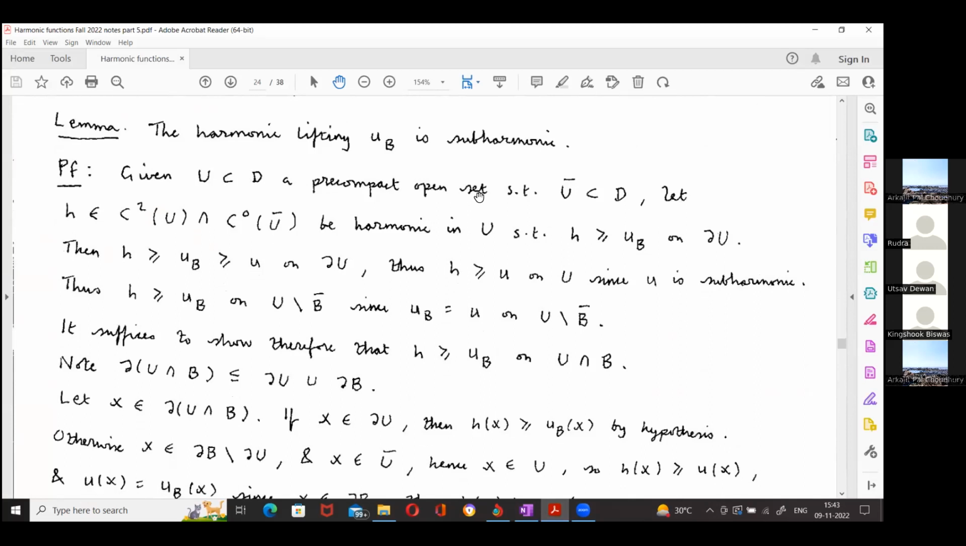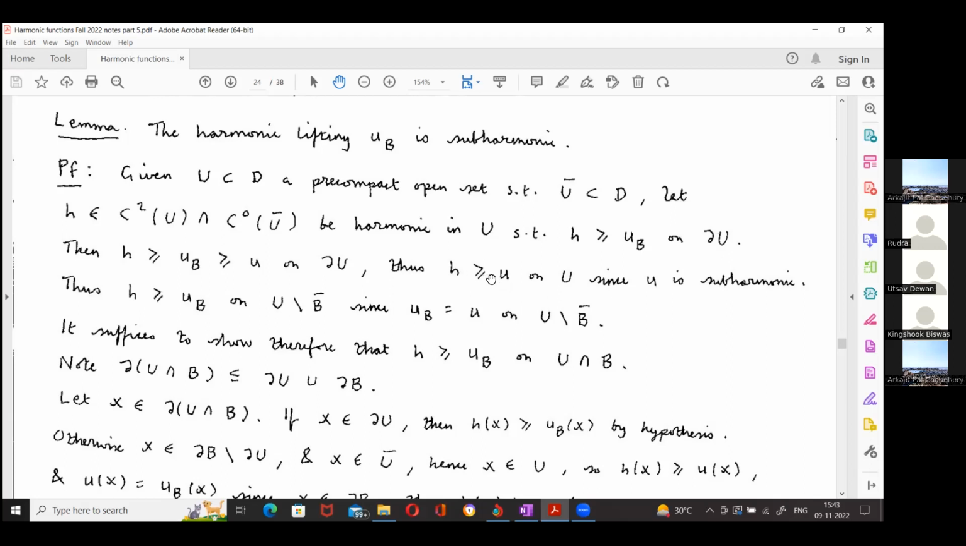So let U be a precompact open set such that U closure is contained in D, and let H be C2 in U, C0 on U closure, and harmonic in U, such that H is greater than or equal to the harmonic lifting u_B on the boundary of U. Then H is greater than or equal to u_B, which is greater than or equal to u on the boundary of U, and u is subharmonic. Therefore, by definition, H is greater than or equal to u on the open set U, because little u is subharmonic.